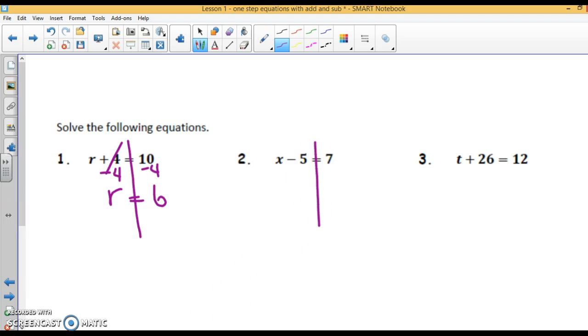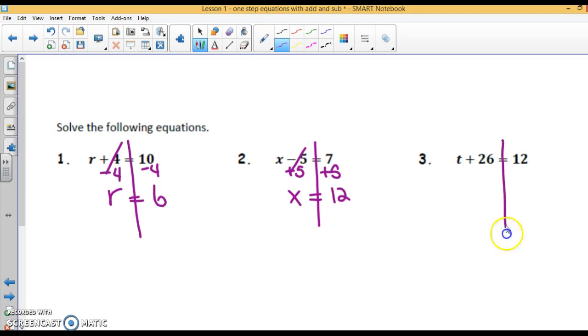Draw a line down the middle here. Variable is on the left. What's happening with the variable? Minus 5. What is the opposite of subtracting 5? The opposite is adding 5. So I add 5 to both sides. On this side, minus 5 plus 5 is 0, so I'm left with just x, which is what I want to do. I want to get x alone. 7 plus 5 is 12.